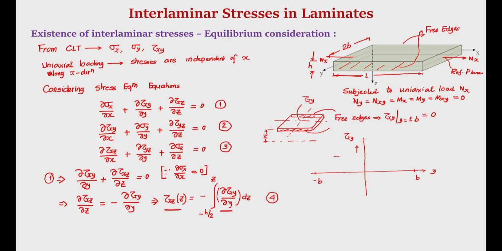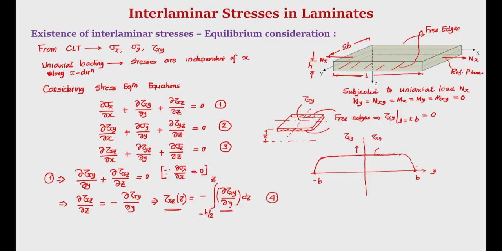Suppose we calculate tau xy from classical lamination theory, and of course, it is constant. Now, whatever is this value, tau xy must be 0 at y is equal to b and y is equal to minus b. Therefore, it must drop down to 0 at the two free edges. This is what the variation is. Even though classical lamination theory does not satisfy the stress boundary condition, we know that the tau xy has to be 0 at y is equal to plus minus b. Therefore, it drops down to 0.